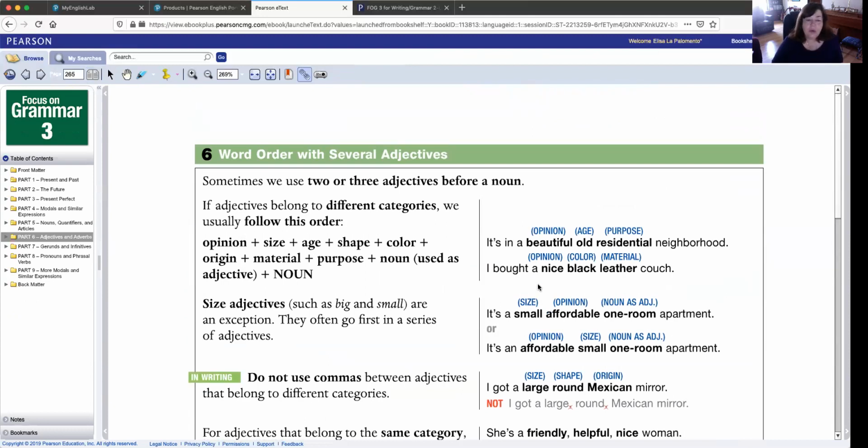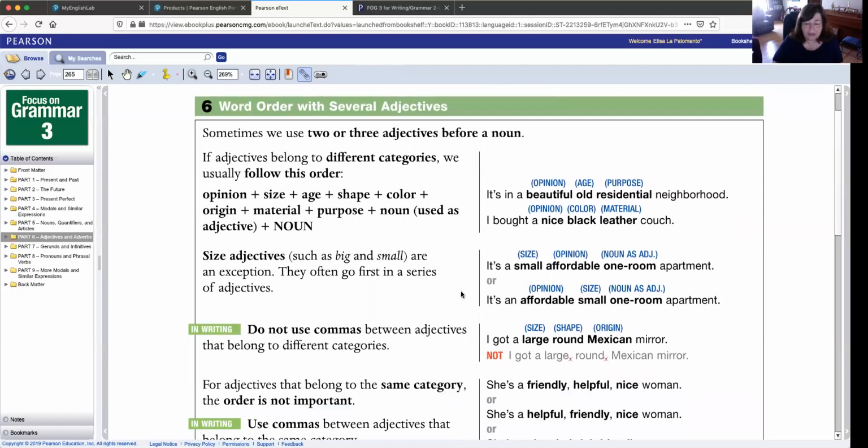This is the word order with several adjectives, and we touched upon this in the grammar presentation. This is where I told you if there are a lot of adjectives, they have to go in a certain order, okay? And this is the order here. I think it's easier for you to look at the other section, the grammar presentation, but these are also in order. Okay, so if adjectives belong to different categories, we usually follow this order.